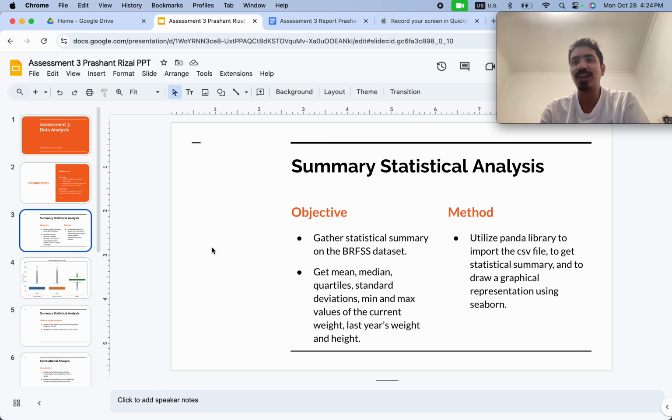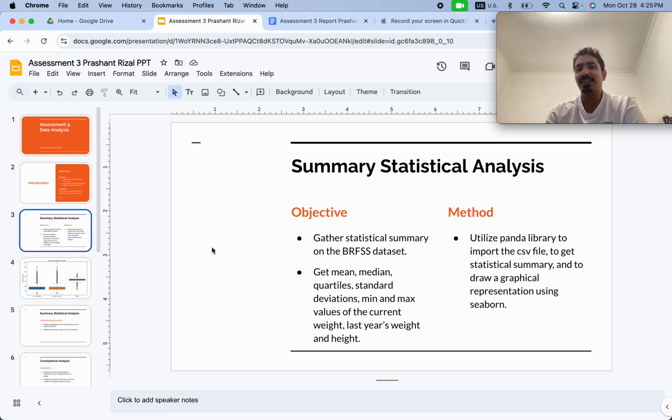To do that, we utilized the Pandas library from Python. First, using the read_csv function, we imported the CSV file, and then to get the statistical summary, we could simply use the .describe function. That would bring the mean, median, quartiles, interquartile range, and all that.